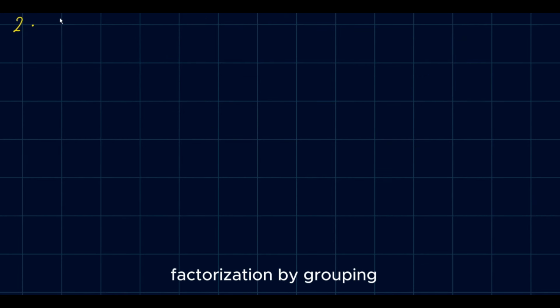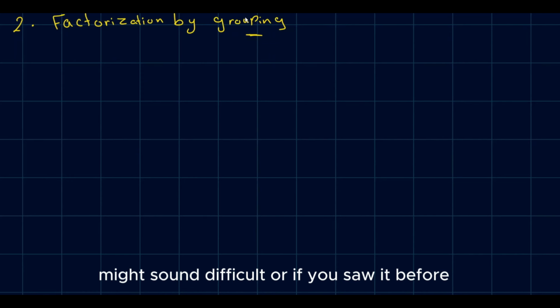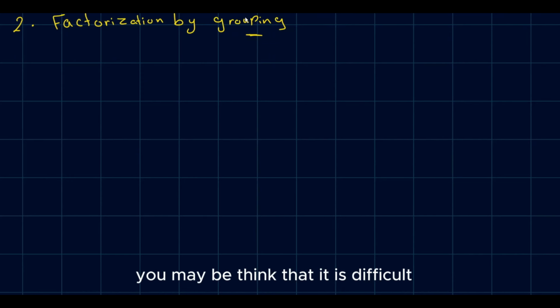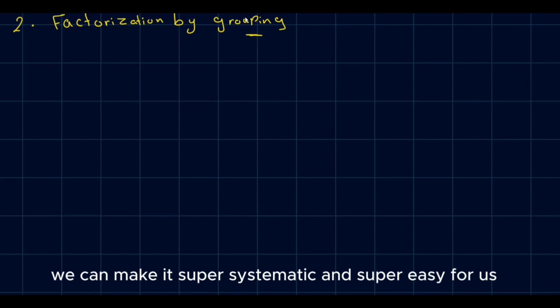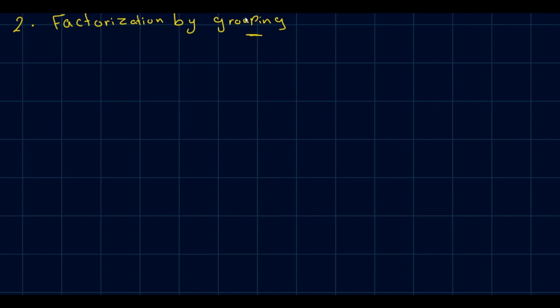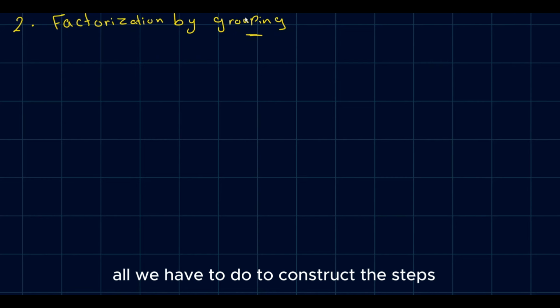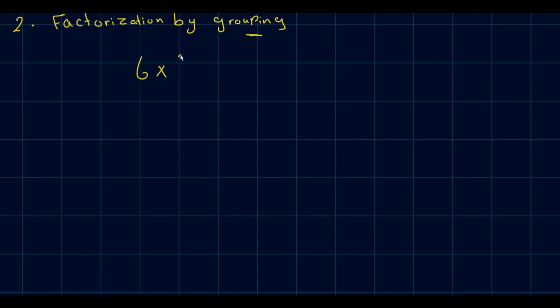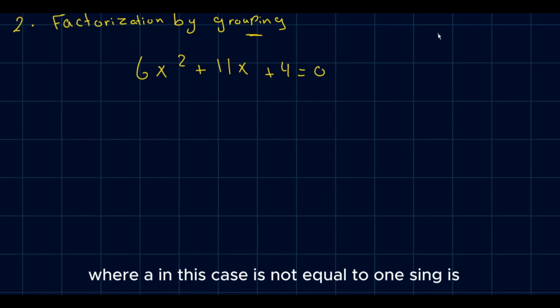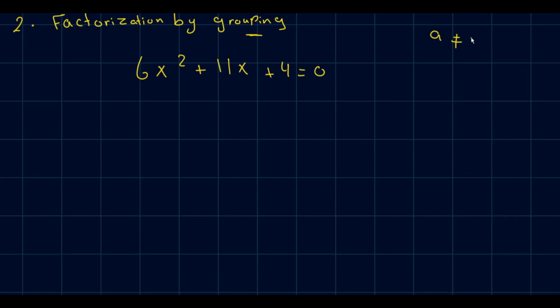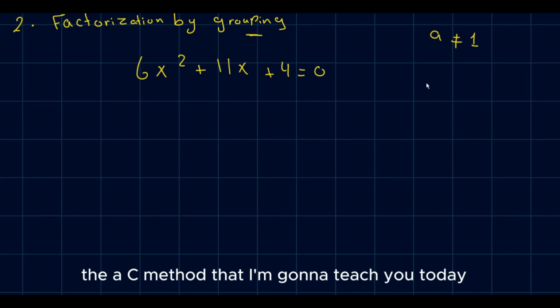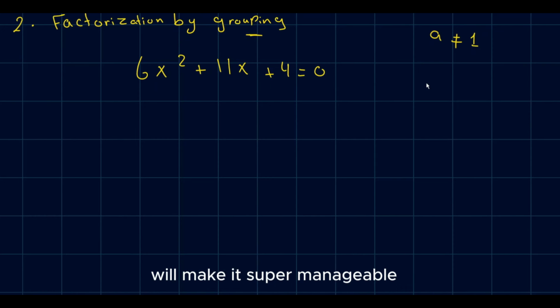Method number 2, factorization by grouping. It might sound difficult, or if you saw it before, you may think that it is difficult, but actually, we can make it super systematic and super easy. All we have to do is construct the steps. Let's take an example: 6x squared plus 11x plus 4 is equal to 0, where a in this case is not equal to 1. It can get a little trickier. The AC method that I'm gonna teach you today will make it super manageable. Here is how it works.